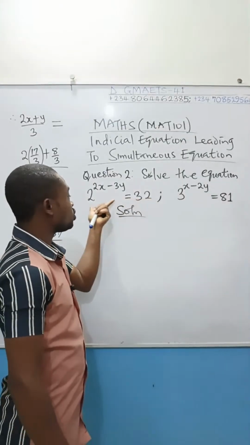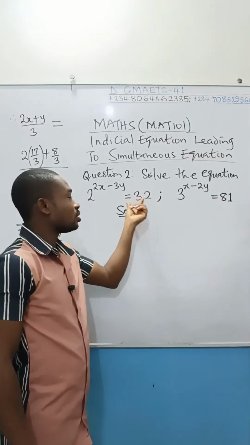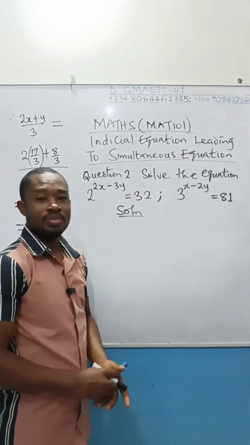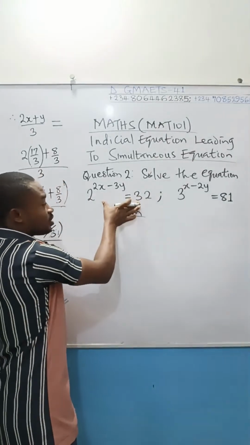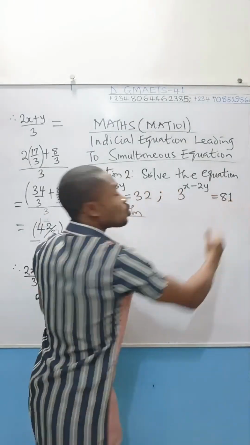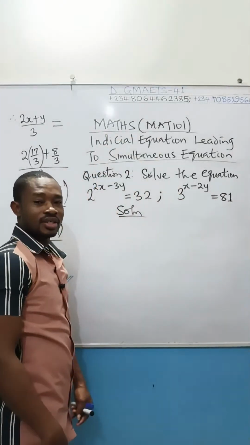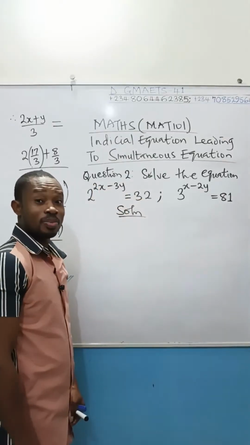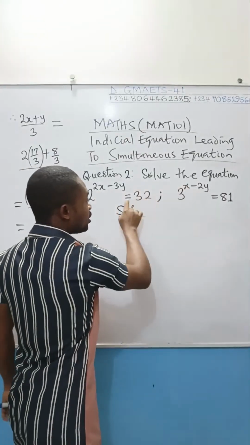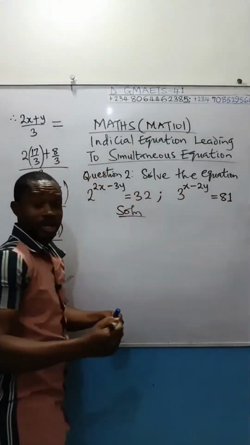Coming to this, all you have to look for is to find a way to break this bigger number to have this smaller base 2, so that both sides of the equation will have the same base. Coming to this first equation, this is an indicial equation leading to a simultaneous equation because they have separate equations. Are you following, right? You can see exponents there, index there, powers there. So it is an indicial equation because of these exponents and this equality sign, leading to simultaneous equation because you have separate equations.